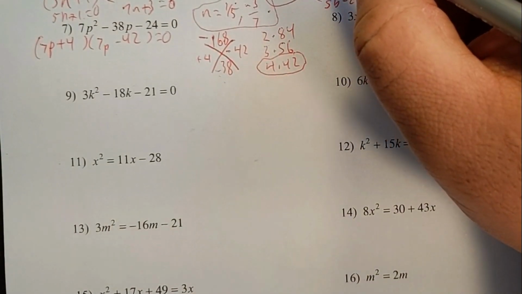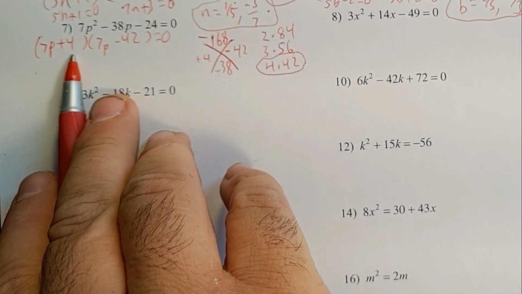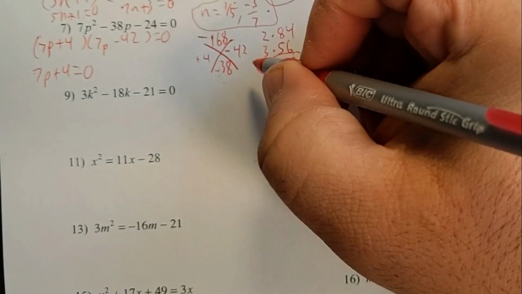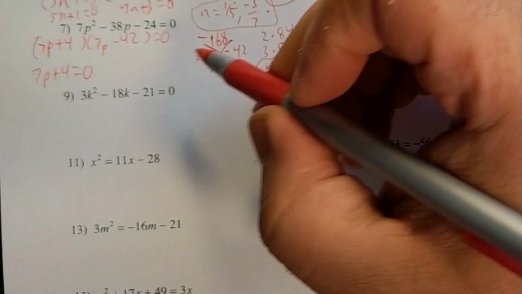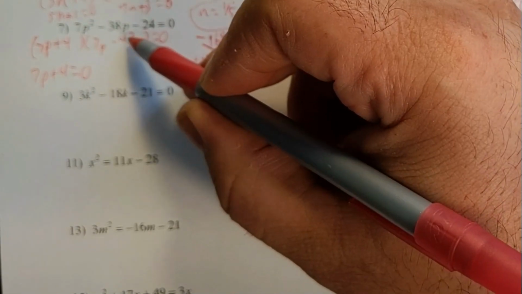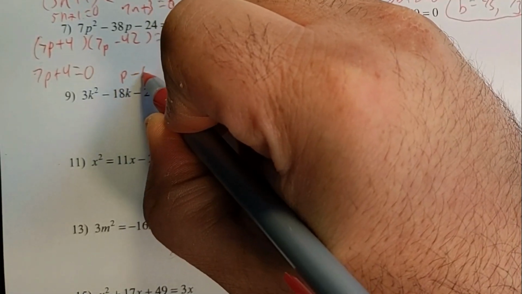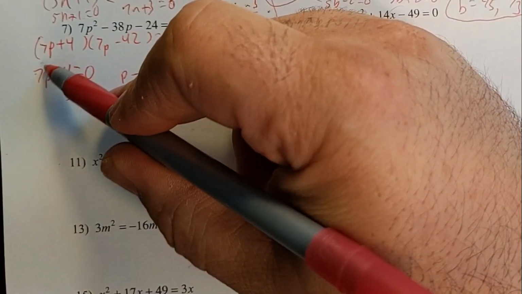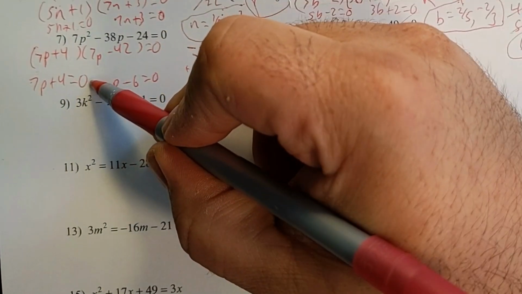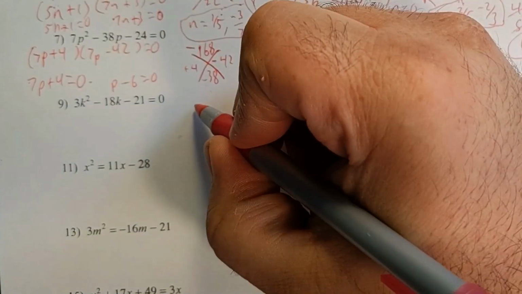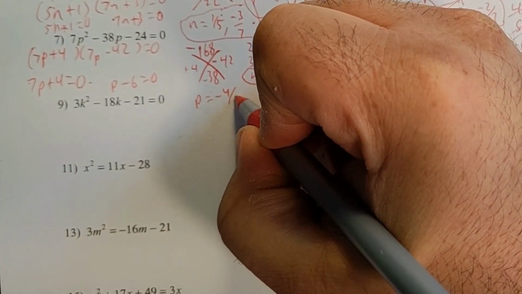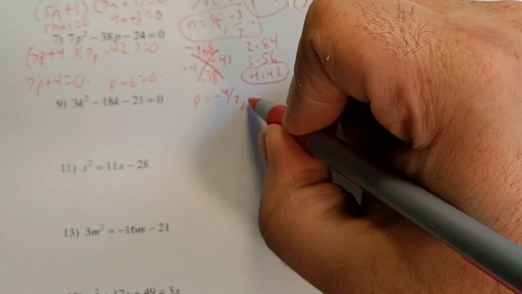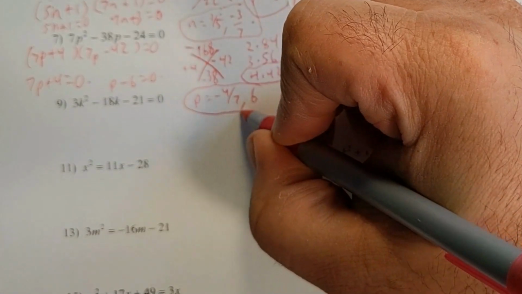We have to factor out the greatest common factor. 7p and 4 don't have one, so it's just 7p plus 4, and we can already make that equal to 0. Over here, 7p and 42 can both be divided by 7, so that's going to be p minus 6. We can go ahead and make that equal to 0. And then over here, you would subtract 4. You'd have negative 4 over 7 for the first one. And then for the second factor, we would be adding 6 to both sides, and we'd have a positive 6. So those would be your two answers.